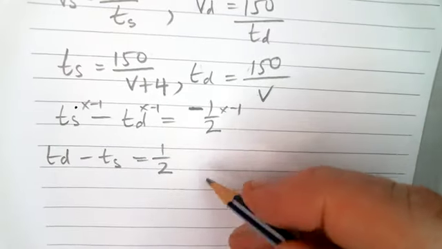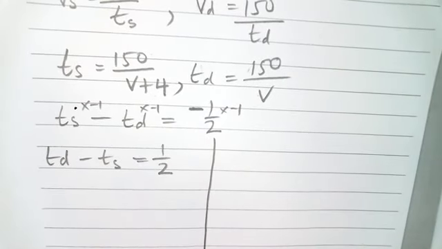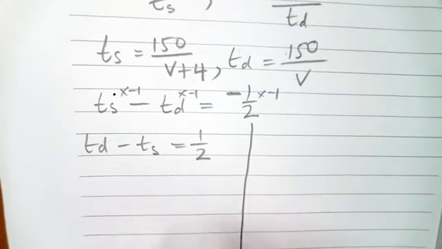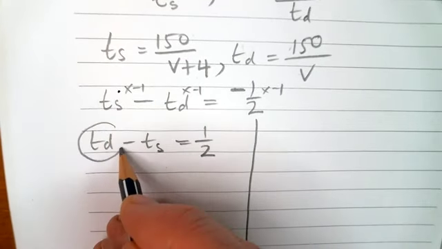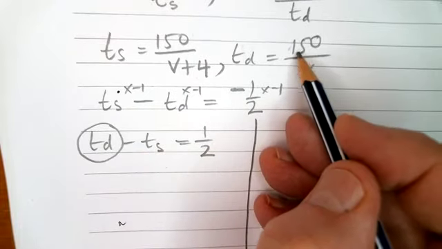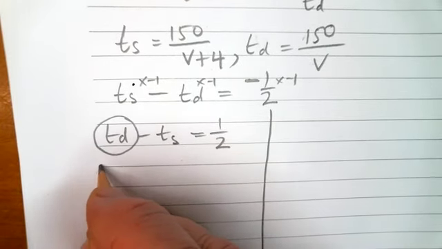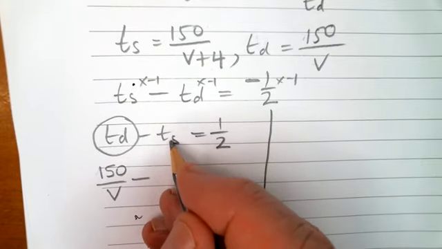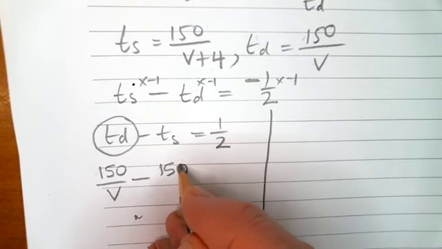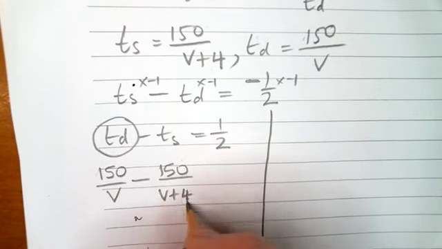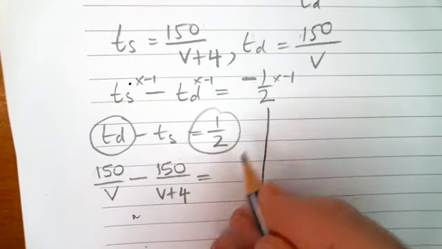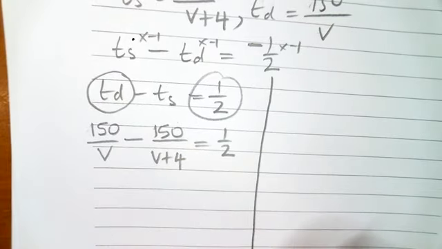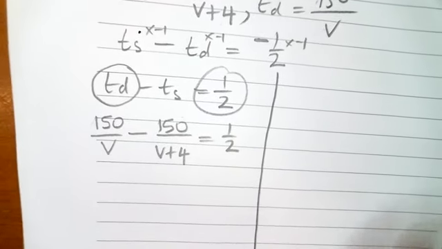Actually, I can see I'm going to take a bit more space here, so I'm going to draw a line straight down the middle here and make a bit more room. But we actually know what these things are. We know what the time it takes for David is. Time it takes for David is 150 over v. Here it is. So I've got 150 over v. And the time it takes for Sione is 150 over v plus 4. And we know all of that, of course, comes to 1/2. So we've got a nice little quadratic here. And let's go ahead and solve for v.